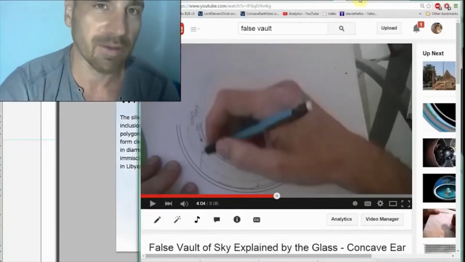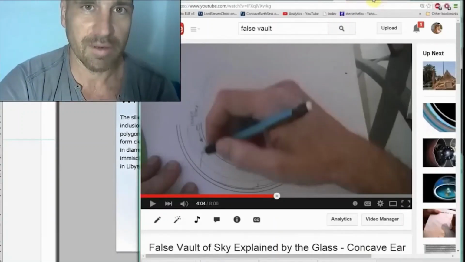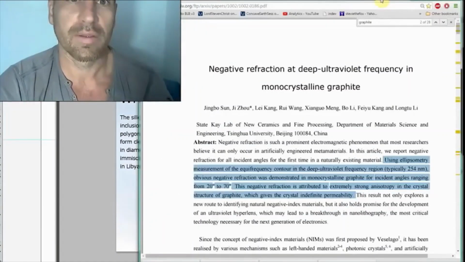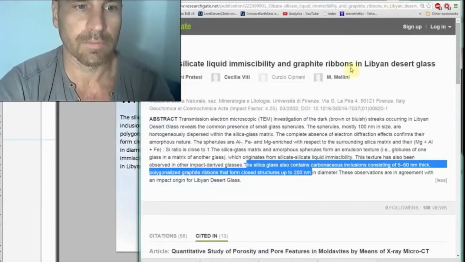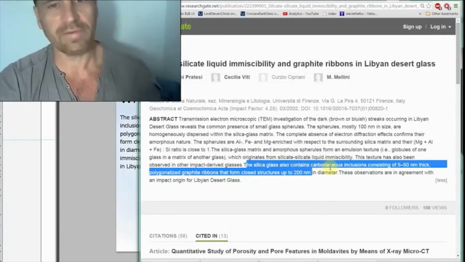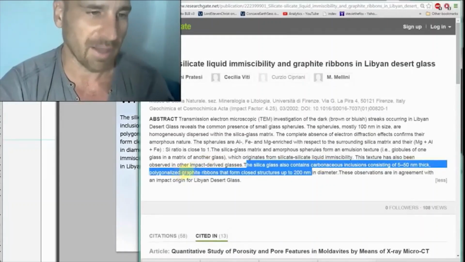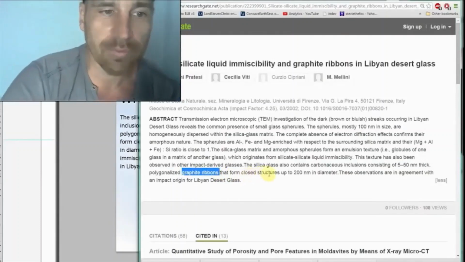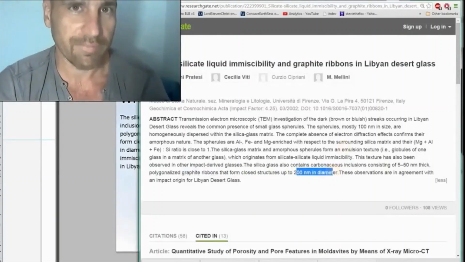Now I was just looking this up. Actually, I knew about this previously, but within the Libyan desert glass, there are traces of graphite. Let me find that really quick. Here we go. The silica glass also contains carbonaceous inclusions consisting of 5 to 50 nanometer thick polygonalized graphite ribbons that form closed structures up to 200 nanometers in diameter. So the graphite ribbons.